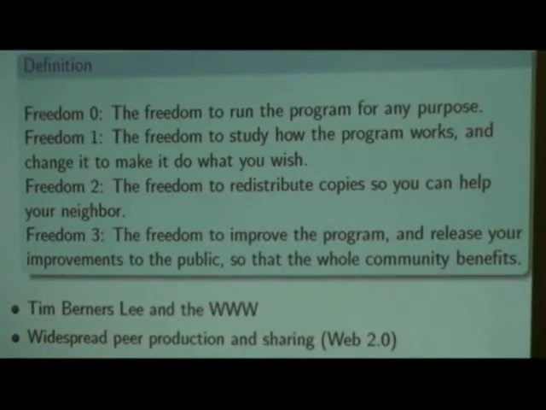And so the freedoms are basically the freedom to run the program for any purpose, the freedom to study how the program works and change it to make it do what you wish, the freedom to redistribute copies so you can help your neighbor, and the freedom to improve the program and release your improvements to the public so that the whole community benefits. So it's basically the freedom to use, reuse, redistribute, share it, and the freedom to change it in ways that you like.